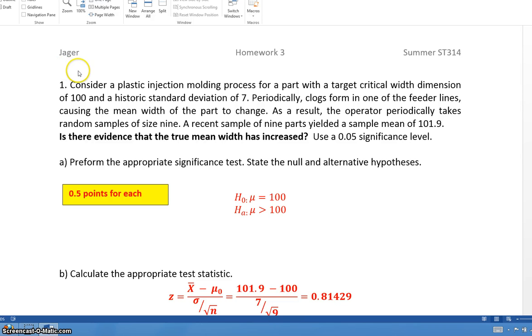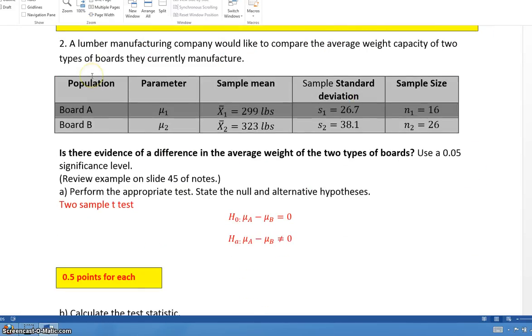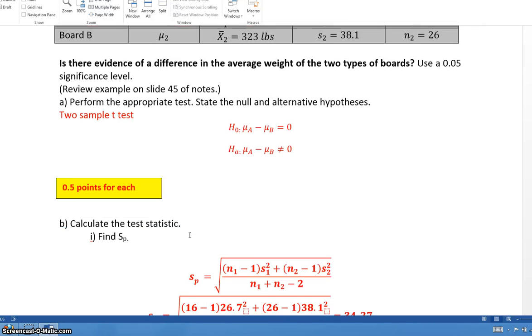For this first example, this is actually a z-statistic. So we're going to scroll by this one and go to problem number 2. This is a 2-sample t-test of a lumber manufacturing company, and they would like to compare the average weight capacity of 2 types of boards they are currently manufacturing. This is my null and my alternative hypotheses.